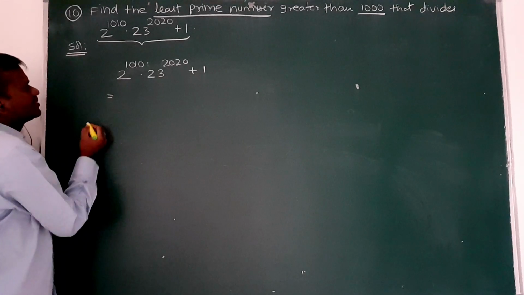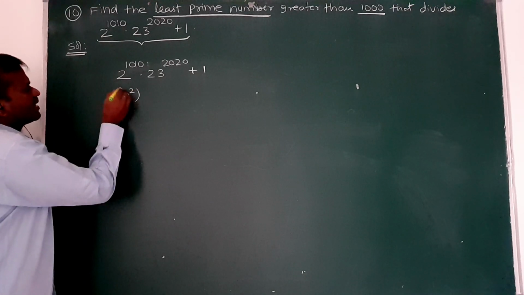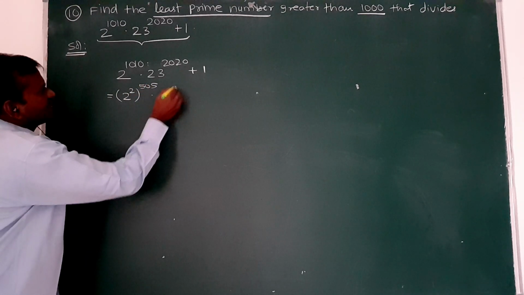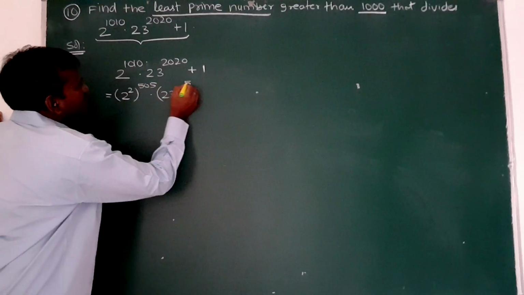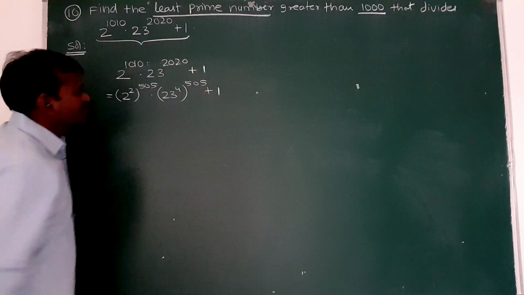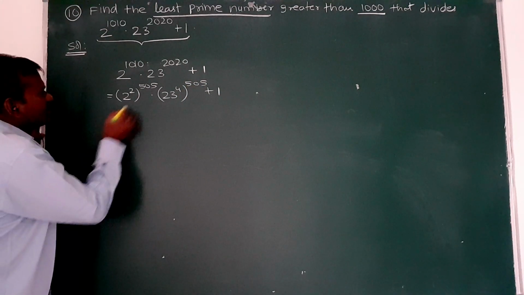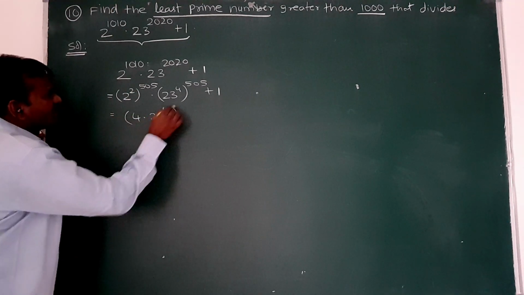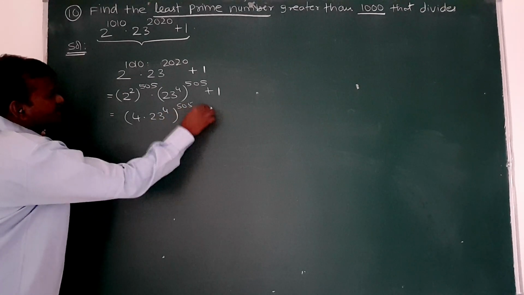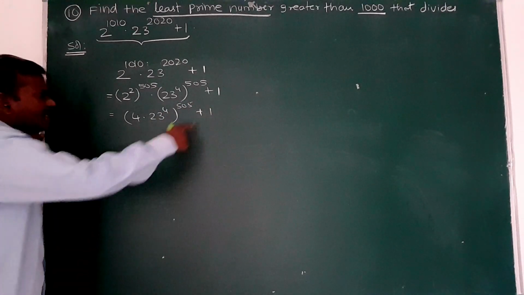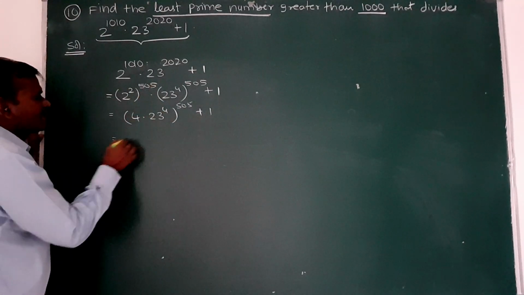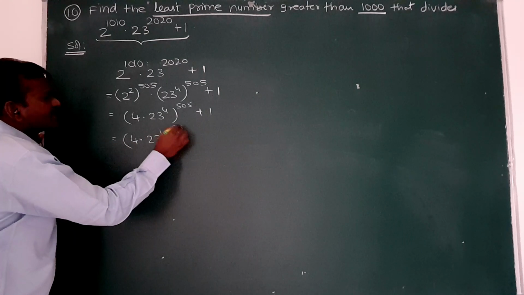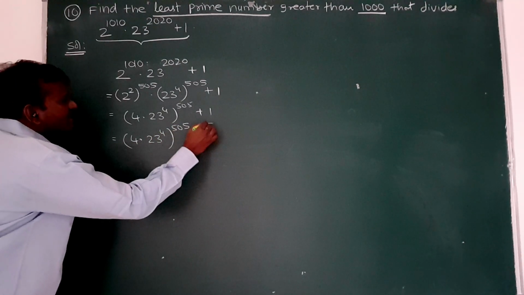This can be written as (2^2)^505 × (23^4)^505 + 1. That means 2^2 is 4, so (4 × 23^4)^505 + 1. So here 1 can be written as 1^505. What is the use of this? I will tell here, listen. That's 1^505.